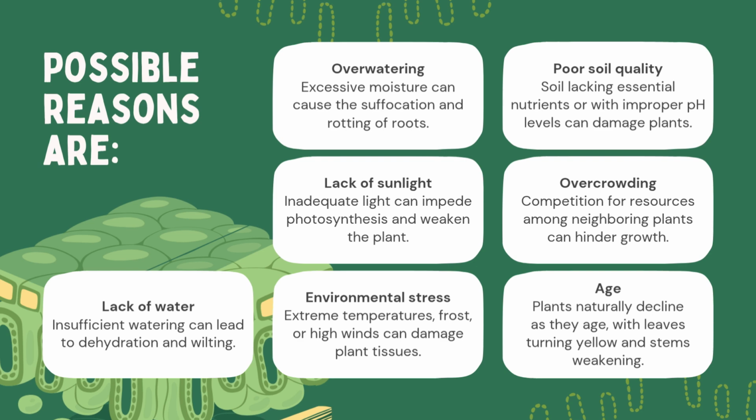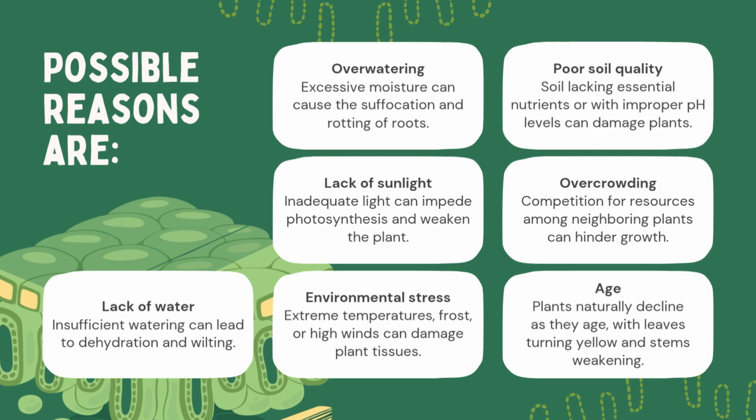Environmental stress: extreme heat, frost, or strong winds can damage plant tissues. Poor soil quality: no nutrients, no growth. Overcrowding: too many neighbors, not enough resources. Age: even plants grow old. Leaves turn yellow, and stems weaken.